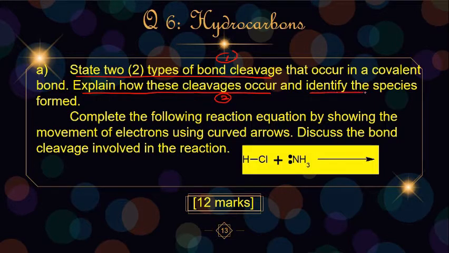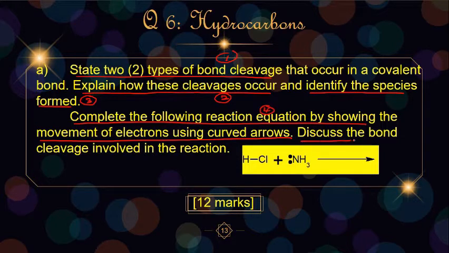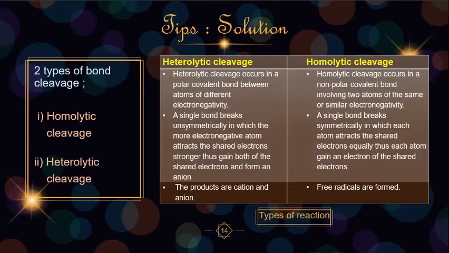Identify the species formed, the third question. Complete the following reaction equation by showing the movement of electrons using curved arrows, the fourth question. Discuss the bond cleavage involved in the reaction, the fifth question. So you have 5 questions to solve to get 12 marks. Now we go for the first one.